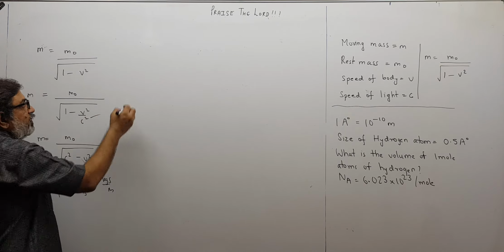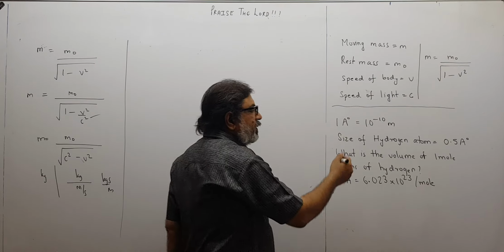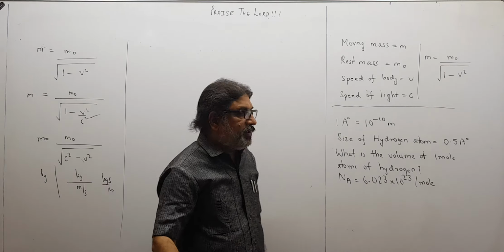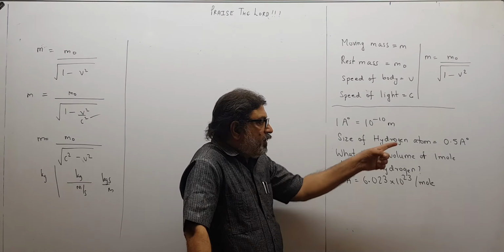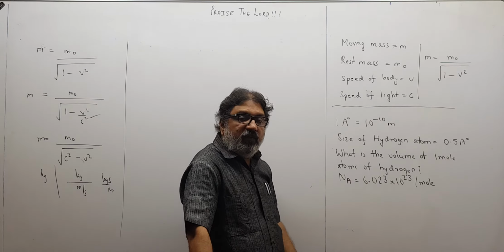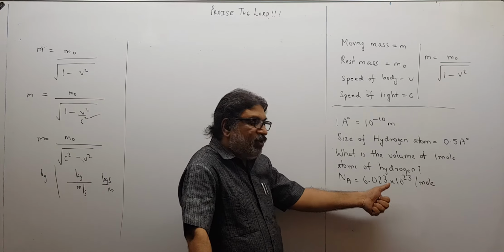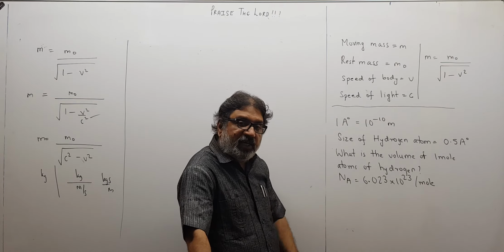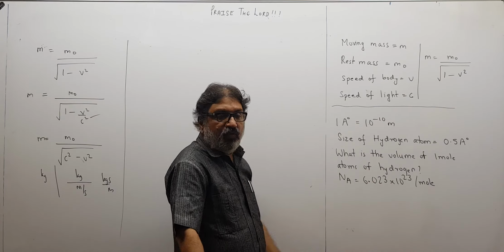Okay? So by thought process you have to take out. Now children, 1 angstrom is 10 raised to minus 10 meter. This we studied in the beginning of chapter. Size of hydrogen atom, that means radius is given to us as 0.5 angstrom. What is the volume of 1 mole atoms? 1 mole will contain how many atoms? Equal to Avogadro's number, 6.023 into 10 raised to 23 atoms will be there in 1 mole. We have to find volume of these many atoms in 1 mole.